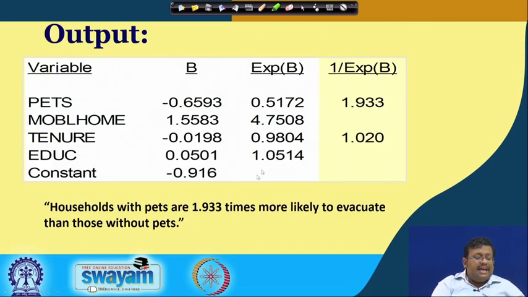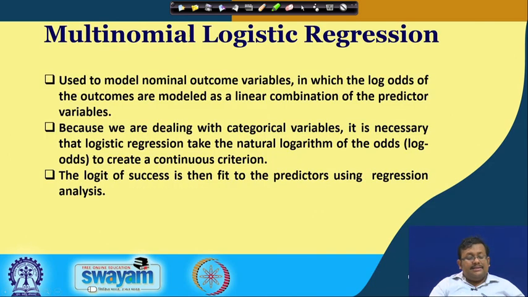So, here you can see the outputs. Households with pets, you can see here 1.993, are 1.993 times more likely to evacuate than those without pets. So, this is ordinary logistic regression.